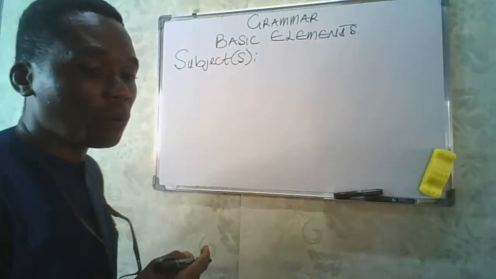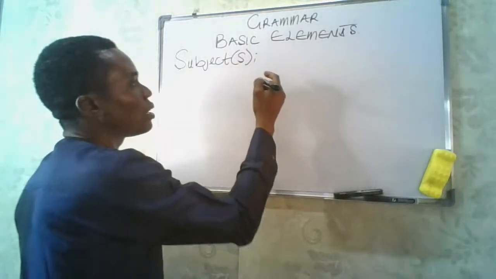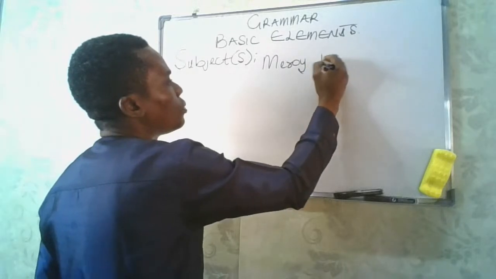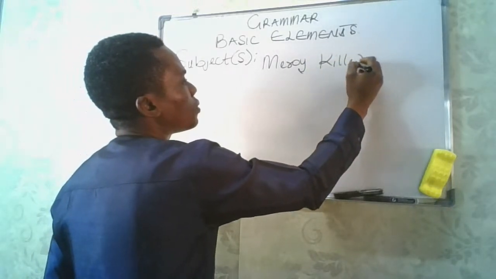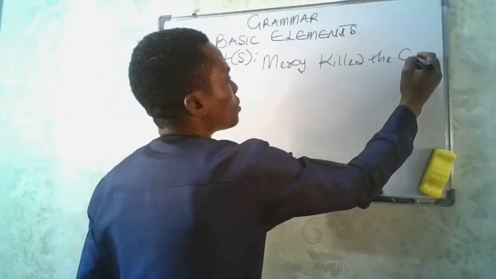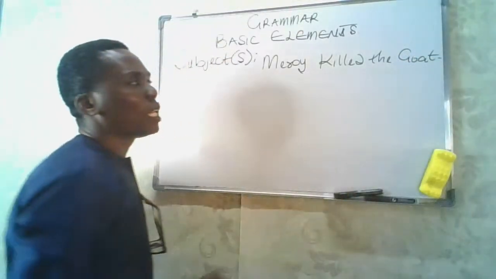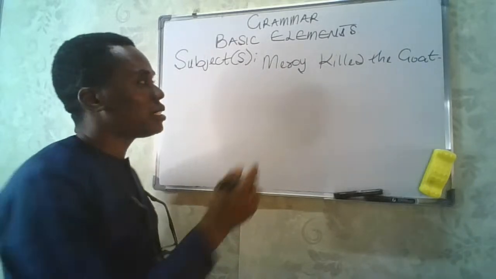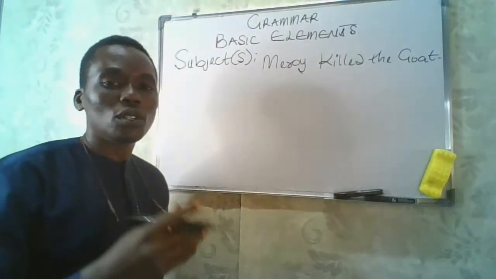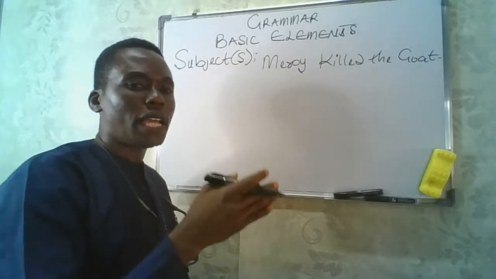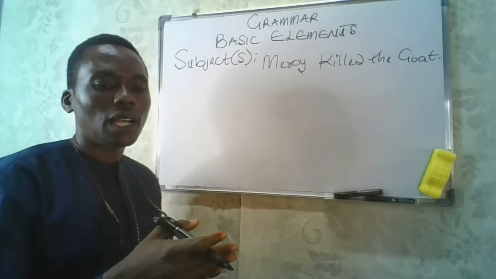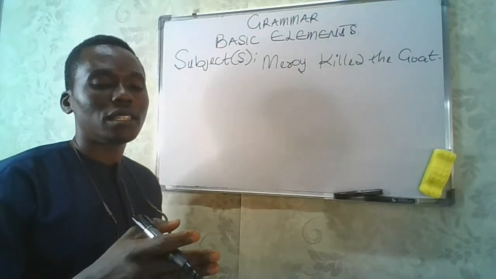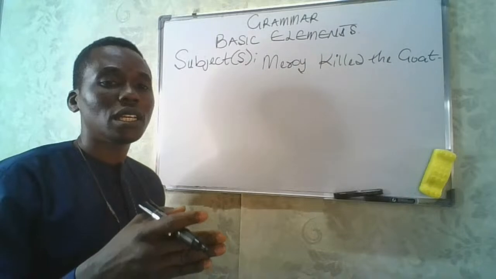Now, take a good example of this sentence. Mercy killed the goat. Now, can you isolate the subject in that sentence? Definitely, in that sentence, we have the subject, we have the action, which is the verb, and then we have other elements of that sentence. Can you isolate the subject?